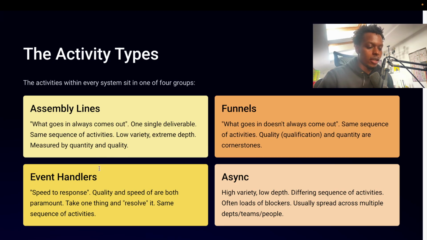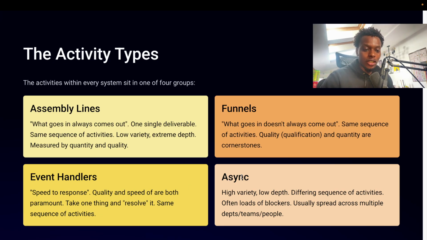Event handlers. Event handlers include speed to response. So this is inbox management. This is setters. This is customer support. Quality and speed are both equally important, and they're both paramount, where it's the idea that you need to take one thing and resolve it. It's the same sequence of activities every single time. So it's a new opt-in comes in, they get hit with a number of SMS which are the same, or they get hit with a call script that is the same, whatever it may be.